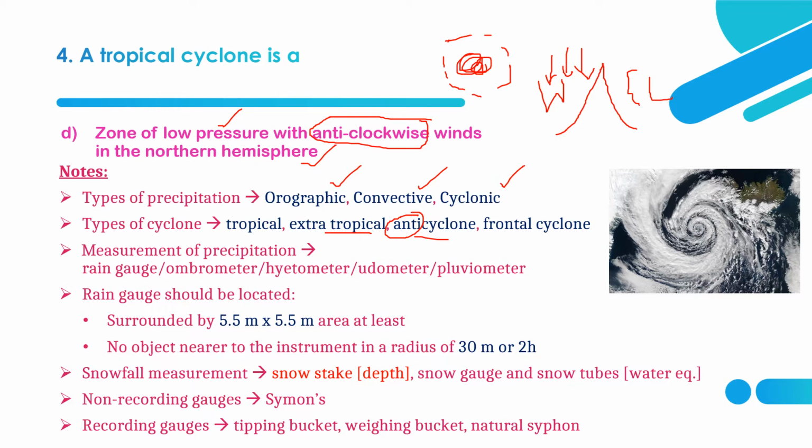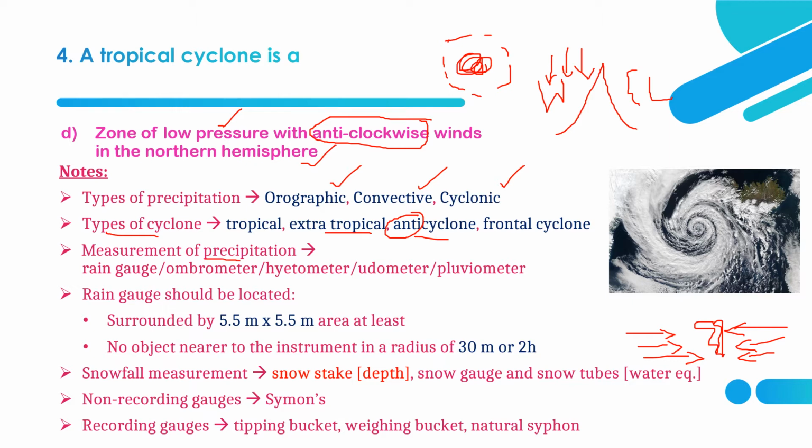And next is a frontal cyclone. Frontal cyclone occurs when a warm air mass and a cold air mass meet under favorable conditions. For example, let's say on this side a warm air mass is occurring, and on this side a cold air mass is occurring. At the mixing point, when a favorable condition exists, a cyclonic happening will be there, and that will be called a frontal cyclone. So these are the important types of cyclone regarding precipitation: tropical, extratropical, anticyclone, and frontal cyclone.